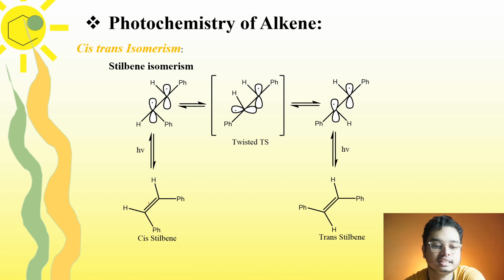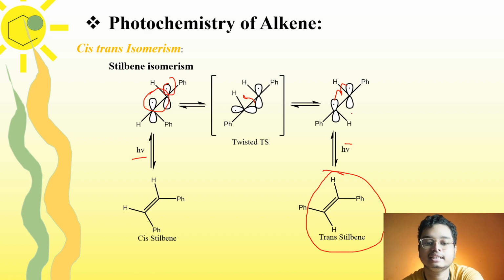Here this is cis stilbene. After photochemical condition, as I already discussed, the radical is formed, and now it goes via a twisted transition state where this bond has been rotated and we get this compound. This is the trans orientation, and then these two radicals recombine in the presence of photochemical condition and we get trans stilbene. This process is reversible in nature, so cis trans isomerism takes place.